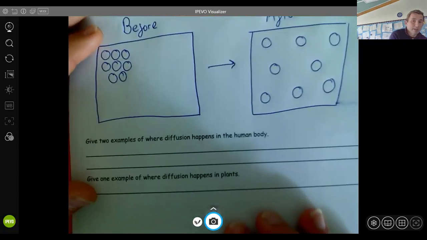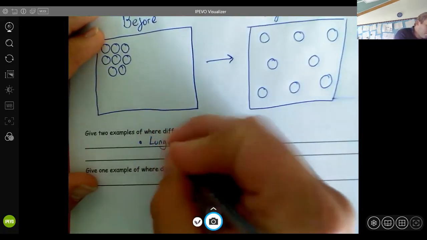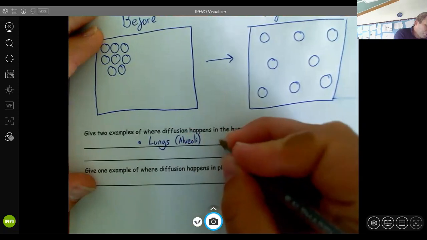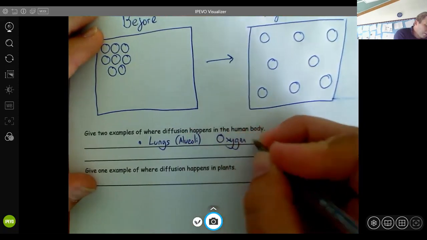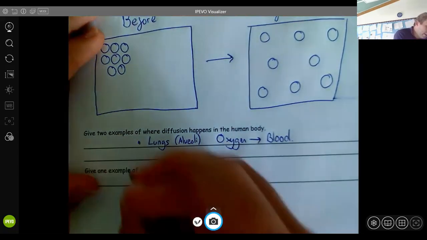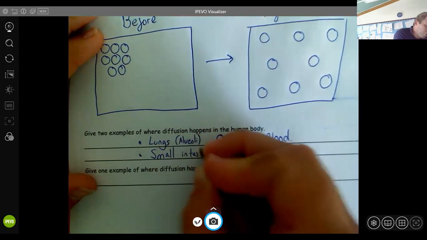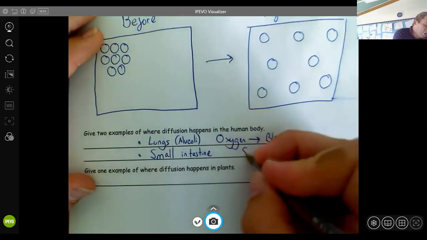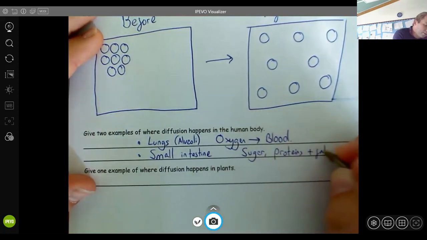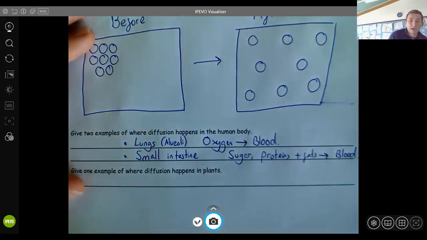Now, in the body, there's 2 you need to know about. The first one happens in the lungs, or if you want the name of the specific part, it is the alveoli. And this is where, most importantly, oxygen moves into your blood. That is the key there. Secondly, we have the small intestine, which is part of your digestive system. And that is where things like sugar, proteins, and fats move into your blood. So those are the 2 examples you need to know about in our bodies.